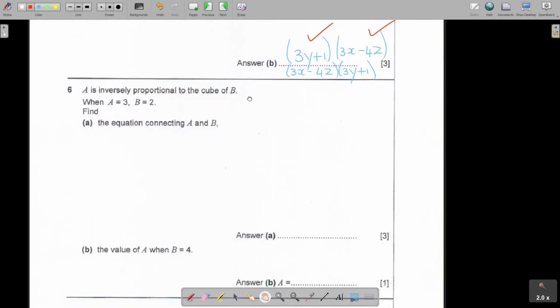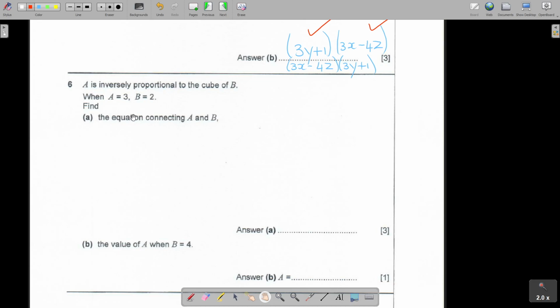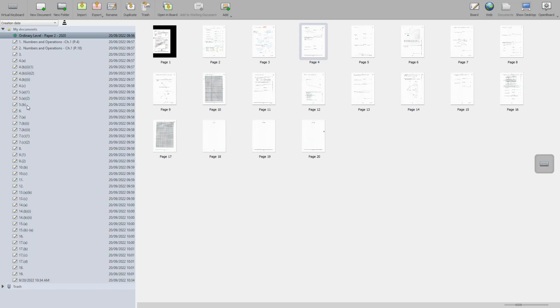Okay, let's go to question number 6. Now, it's always nice if you read a question and you already say, oh, inversely proportional. Oh, this is chapter 1. This is numbers. I know that. Okay, it's that direct proportion and indirect proportion. So let's go to the textbook. Let's really refresh your memory on that.